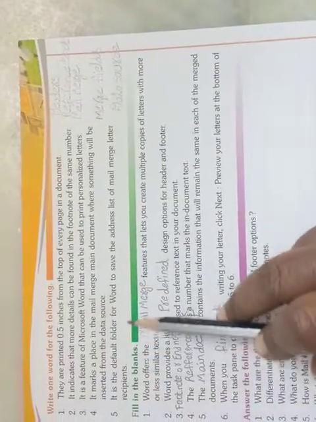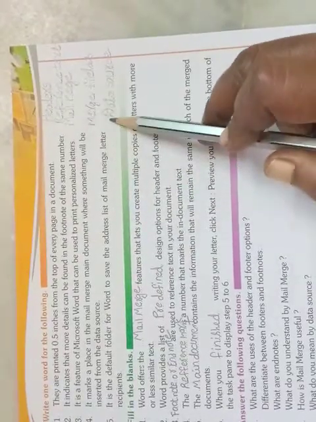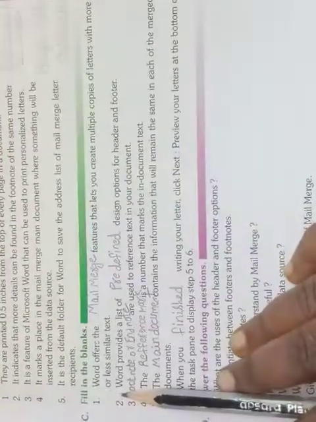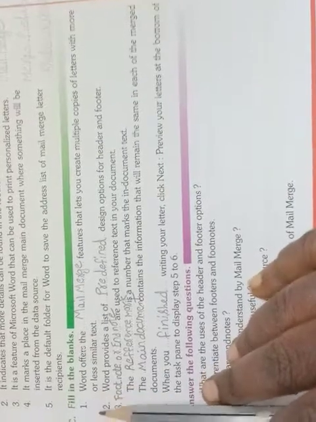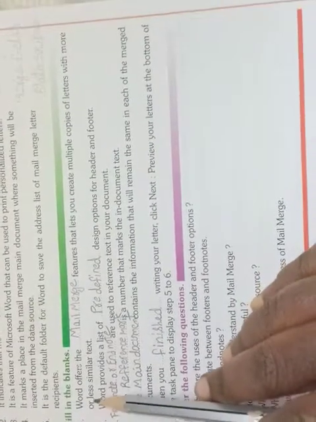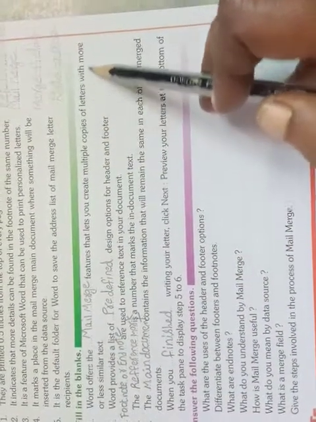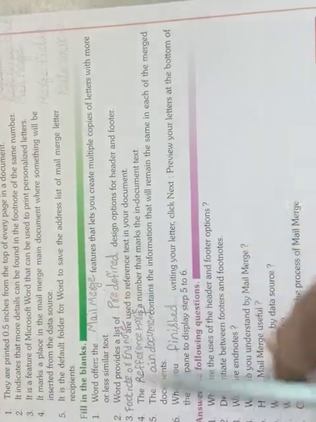It is the default folder for Word to save the address list of mail merge letter recipients, the data source. Those are one word answers. Next, see fill in the blanks children. Here section C, fill in the blanks. The first one is Word offers the dash feature that lets you create multiple copies of letters with more or less similar text. Mail merge.